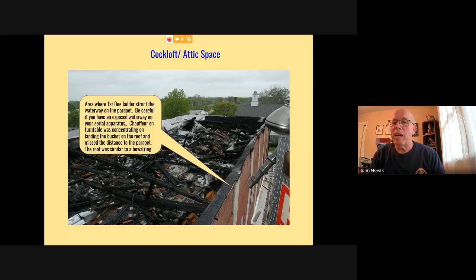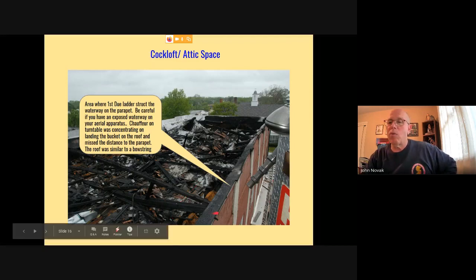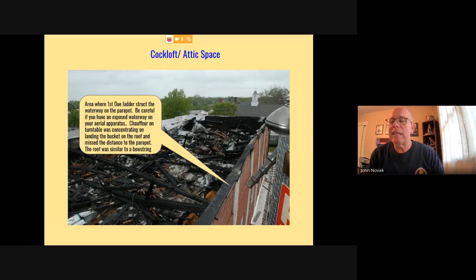So what happened was he was looking at the bucket, lost concentration on where his waterway was on the ladder, and just the way the roof is configured, it was tough to get the bucket into position. He put the ladder down on top of the cornice here and broke the waterway, and it was at about that time we were going to be switching to an exterior attack. This ladder was then out of service, had to be removed, and we had to special call an additional tower ladder to take its place.